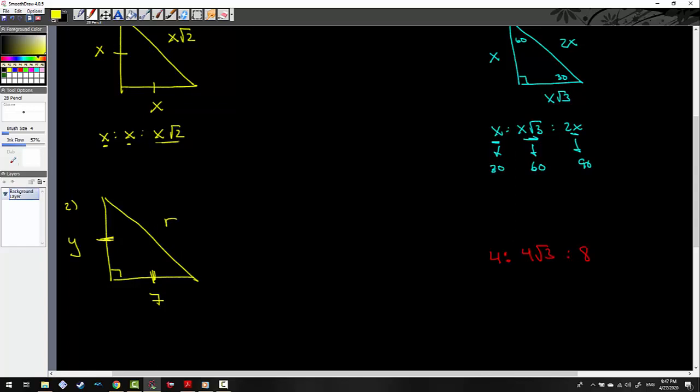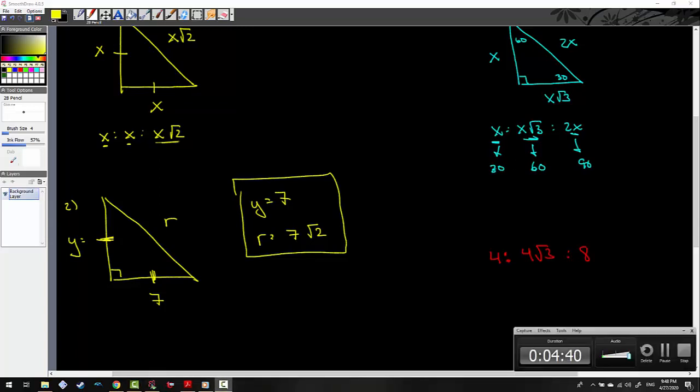Well, notice the ratio. The ratio on a special right triangle that's 45-45-90 is X, X, and then X rad 2. So that means that the Y has to be 7. And then R is going to be one of the legs. It doesn't matter which one because they're both identical. So 7 times the square root of 2. And that's it. That's how you deal with a special right triangle that's 45-45-90. Give me a second. I'm going to clear off the board, and then I will come back with a few more examples.